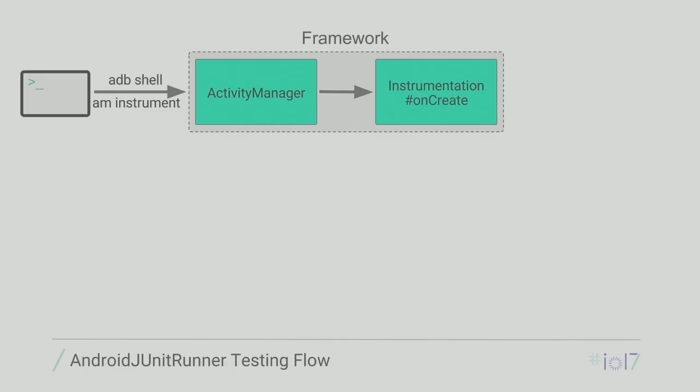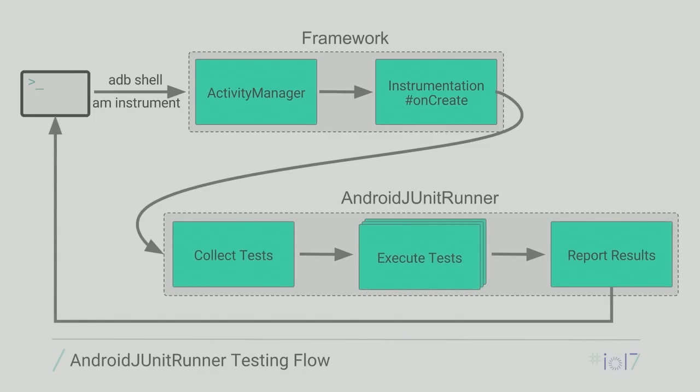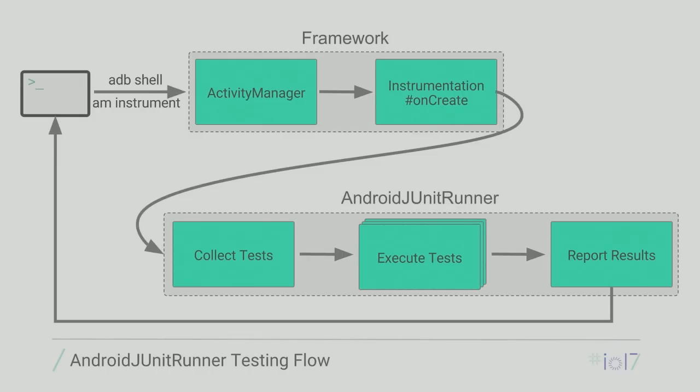Let's go a little bit deeper and see what happens when Android Studio actually runs your test. It runs adb shell am instrument, which will end up calling out to Activity Manager. Activity Manager will then call, at one point, onCreate on your instrumentation. Now that we know that Android JUnit Runner is our instrumentation, it will call onCreate on the runner. The runner is going to collect all your tests, run all these tests sequentially, and then report back the results. One thing to note here is that Android JUnit Runner runs in the same process as your application. And more importantly, if you usually use Android JUnit Runner, it runs all the tests in one single instrumentation invocation.